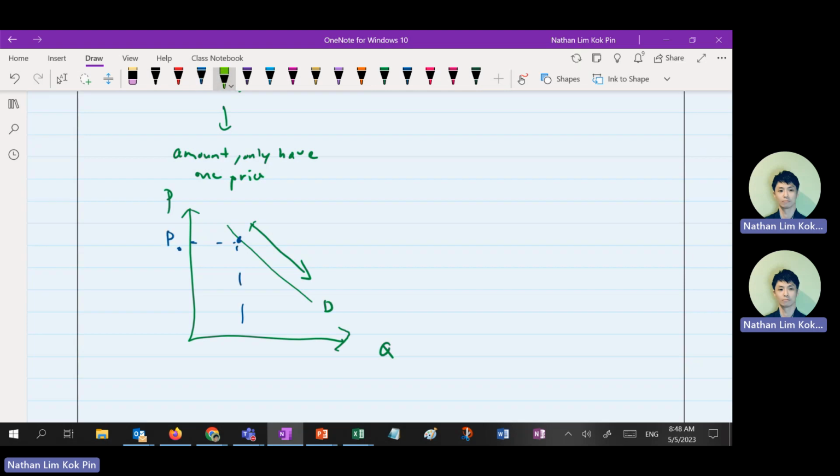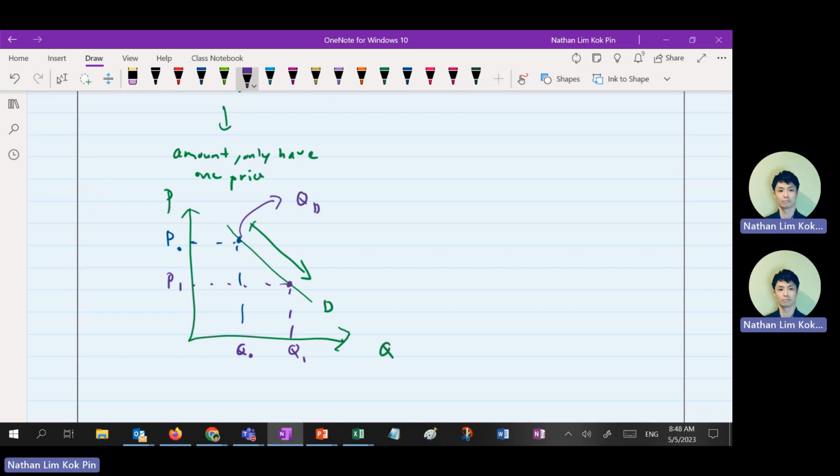If you move to another point, due to the price of the good itself, which is P0 to P1, they only have another point, which is another amount. They will not have a lot of amounts. 1P will have 1Q. This is known as quantity demanded. Makes sense? 1P will only have 1Q.